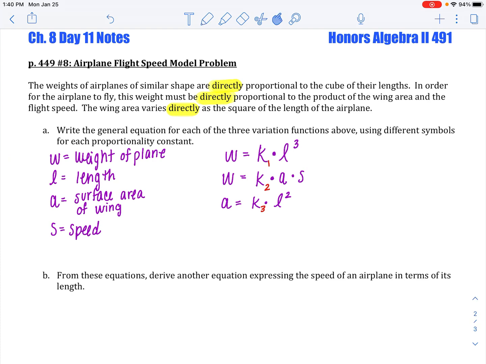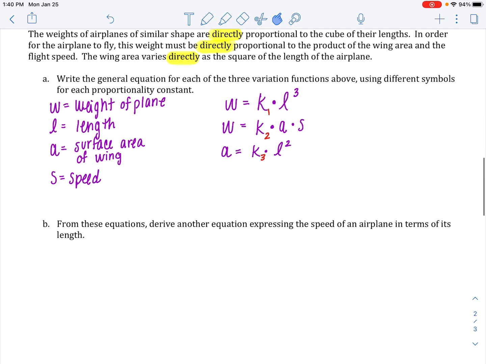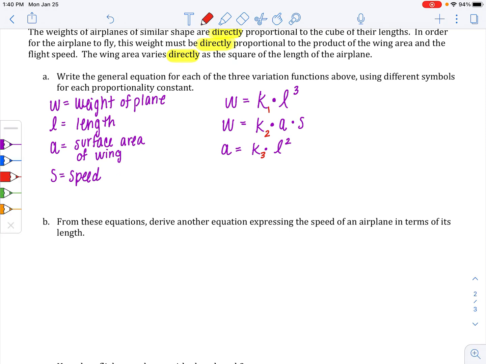We'll go to part B and see if it starts to make a little more sense. So part B, from these equations, notice they're hinting that there should be more than one equation. Derive another equation, expressing the speed of the airplane in terms of its length. This is our goal, what we're shooting for: speed in terms of length.